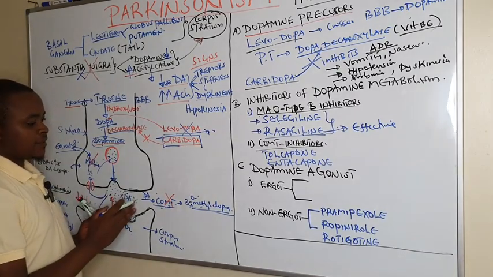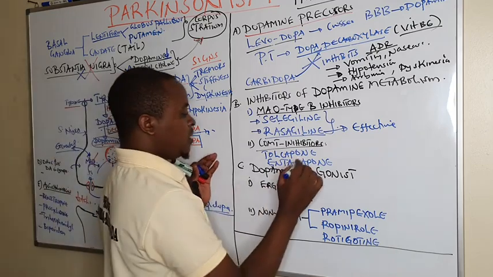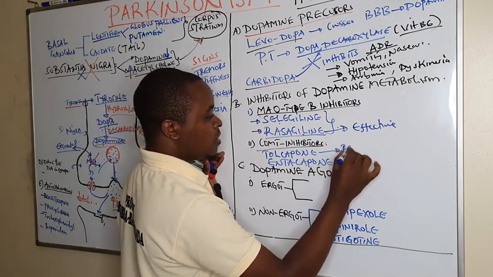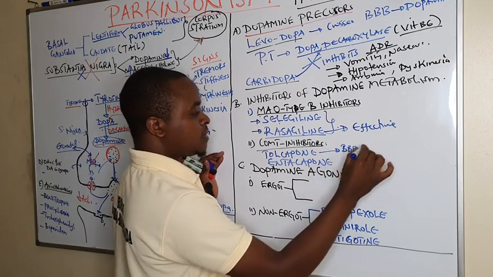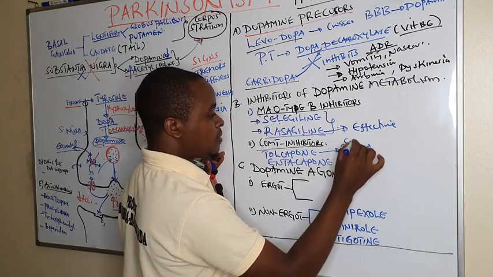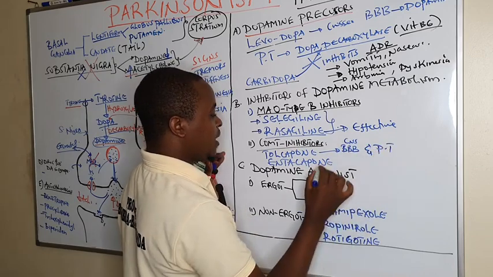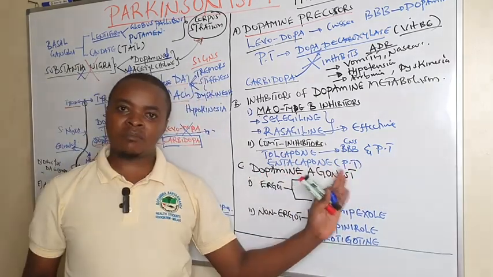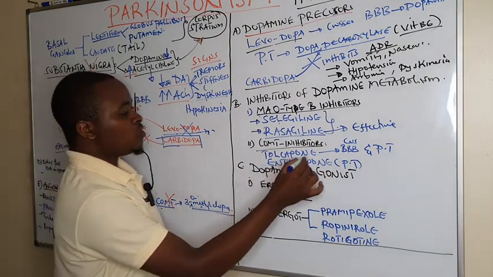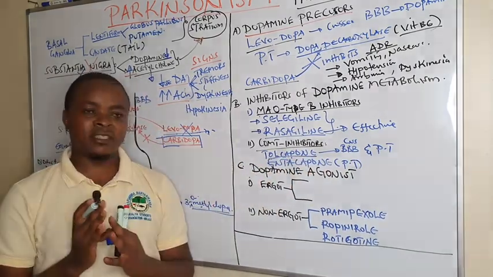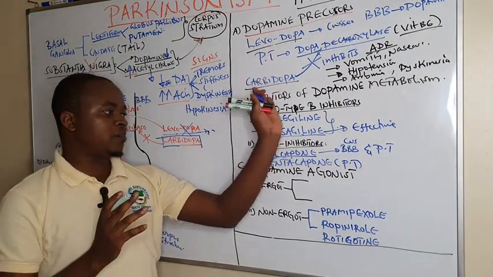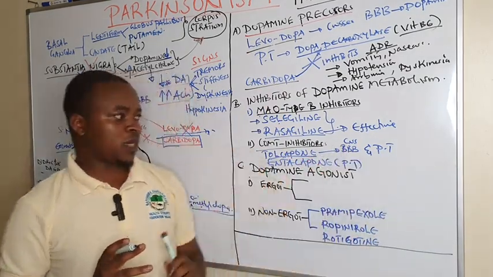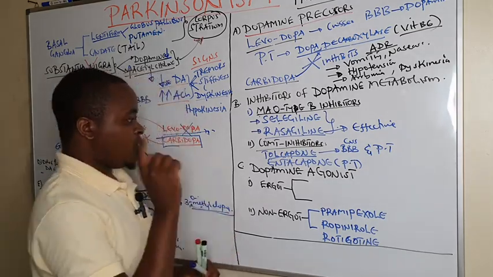This is in the CNS, and among these two drugs, tolcapone is the most effective because it has the ability to cross the blood-brain barrier. So it acts both in the CNS and in the peripheral tissue, whereas entacapone works only in the peripheral tissue because it cannot cross the blood-brain barrier. So we are going to see tolcapone being the most effective in combination with levodopa and carbidopa, because it has the ability to act in the CNS and also in the peripheral tissues by inhibiting COMT.